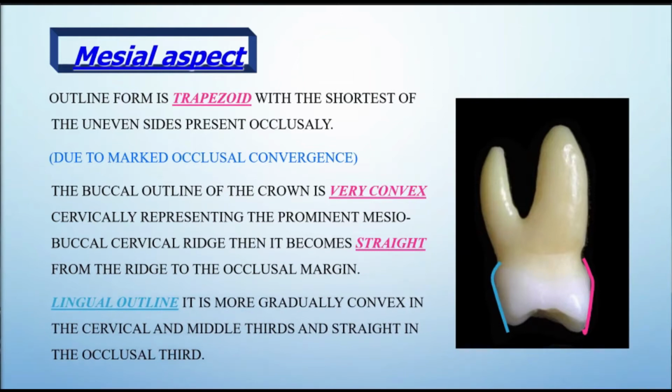Lingual outline is more gradually convex in the cervical and middle third and straight in the occlusal third, with the maximum convexity in the middle of the middle third. Cervically convexing and finally coming to the middle and then going straight.